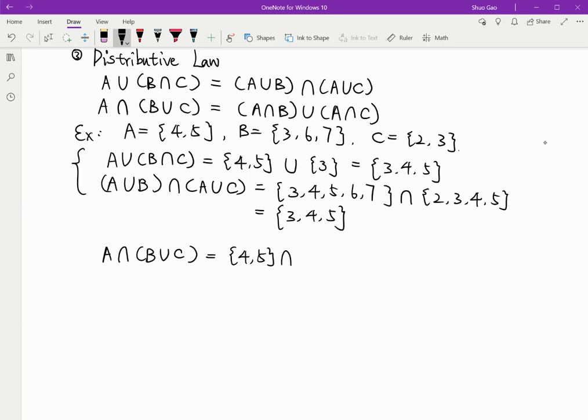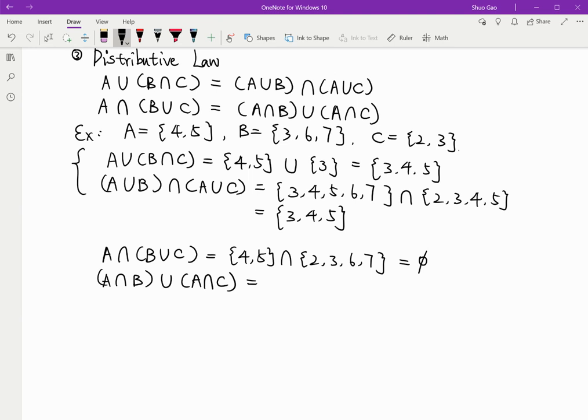Intersect B union C should be 2, 3, 6, and 7, right? So the intersection is empty because there's no common element in these two sets. So the result should be empty. And also A intersect B, and then union A intersect C.